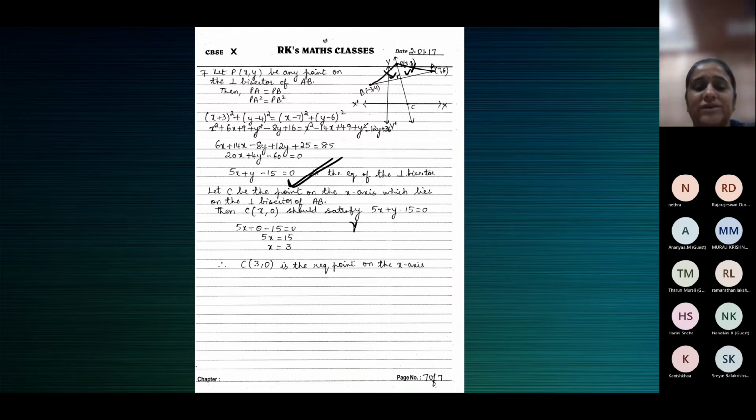Then on the x-axis, the point is (x, 0). So when y is 0, find the corresponding value of x. So (3, 0) is the required point on the x-axis. (3, 0) is a point on the x-axis as well as a point on the perpendicular bisector. Finding the equation of the perpendicular bisector we have already seen earlier. It's not new.